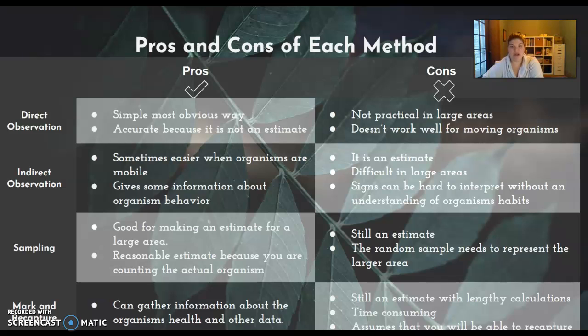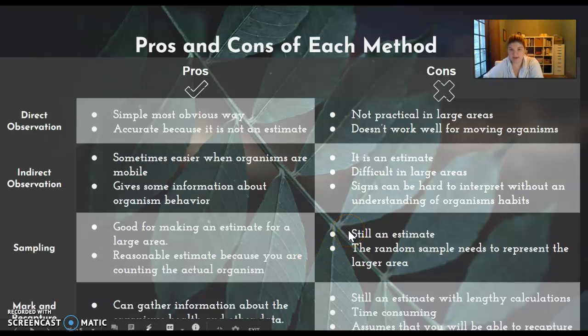All right, moving on to sampling. Sampling is where I take a smaller area, count the number of organisms in the small area, and then multiply it over the larger area. This is good for making an estimate over a large area, and it can be a relatively reasonable estimate because you are counting the actual organism, you're seeing it, you're just counting it in a smaller area and making a judgment for the larger area.